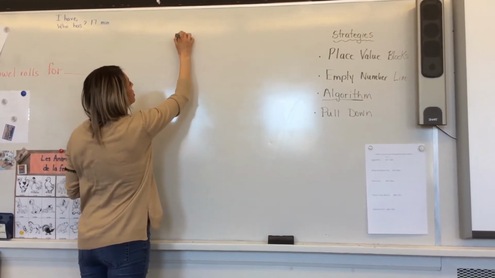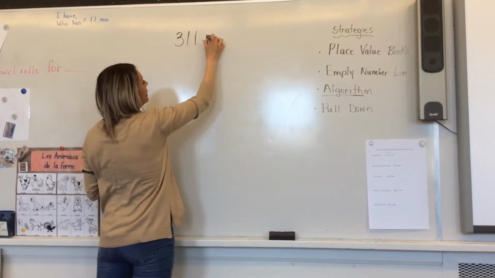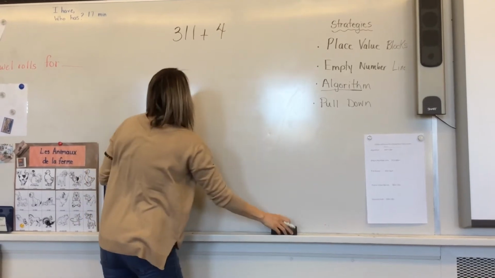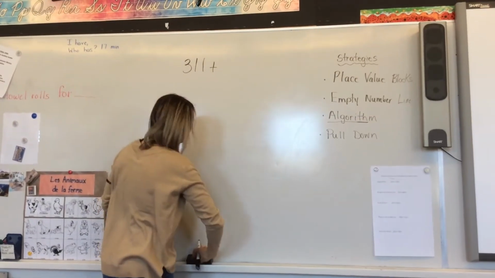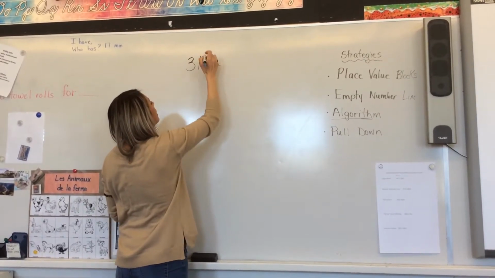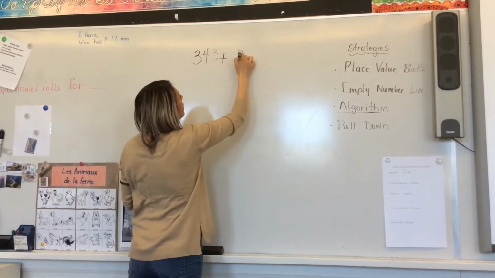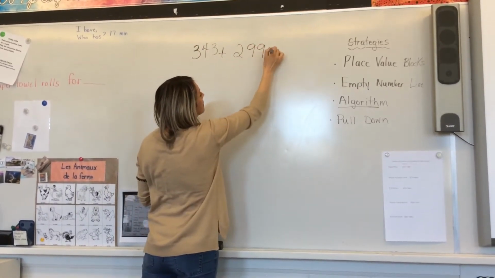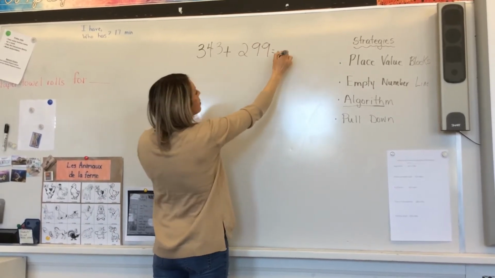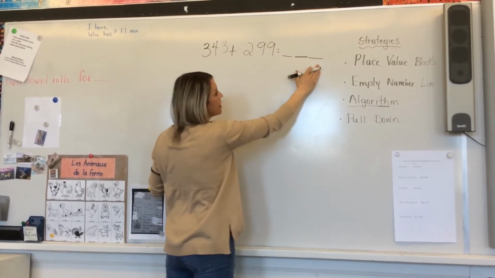So we will do 311 add 400. Actually, I'm going to change this a little bit. I'm going to make this a 3, and I'm going to make this a 4, and then I'm going to add 299. Okay, so here I'm looking, and I probably won't need a thousands place value spot. So there's four places: hundreds, tens, and ones.